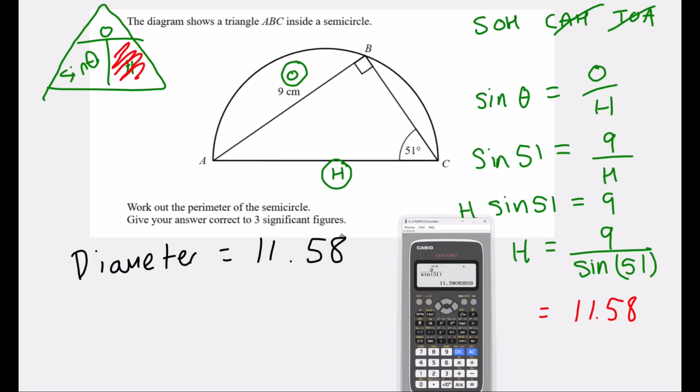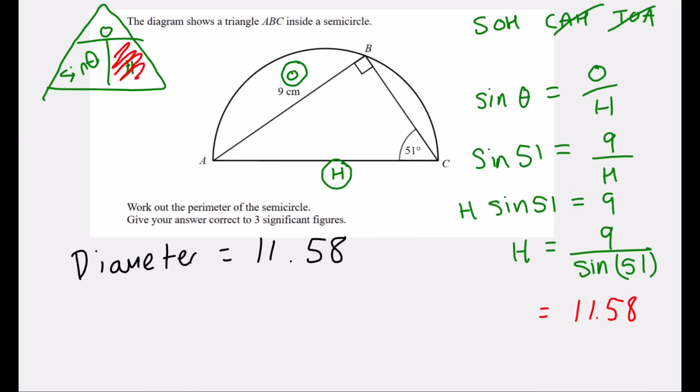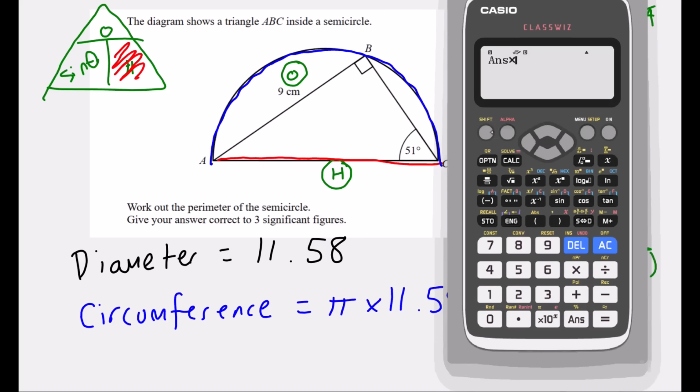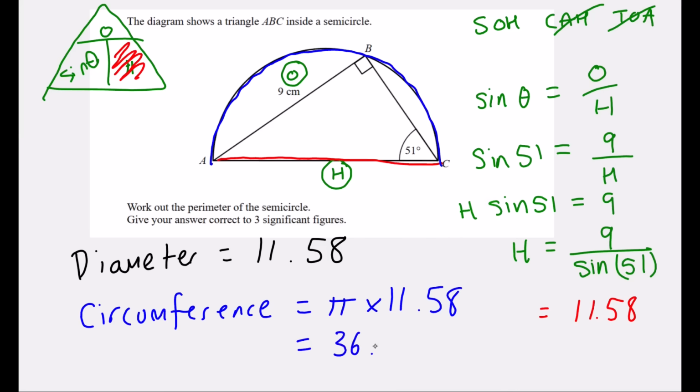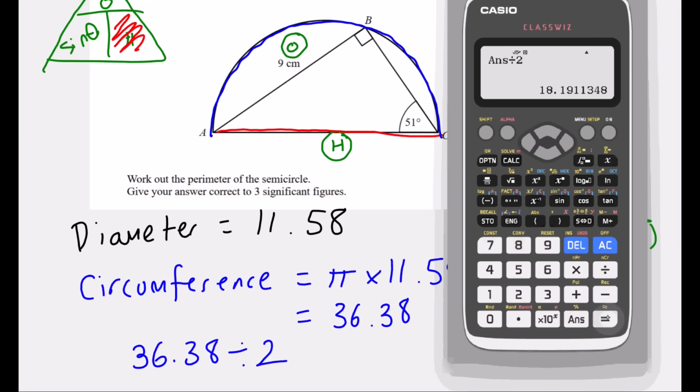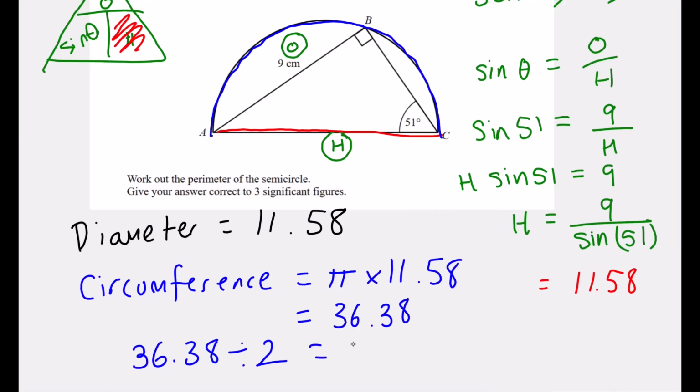11.58. I'll store that in the calculator. So we want the diameter. That's this part. We also want half of the circumference. And the circumference is pi times diameter. So times pi, 36.38. But we only want half of that. So divide it by 2. So for half the circumference, 18.19.